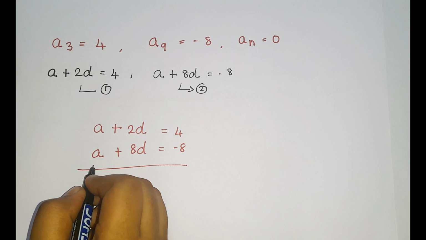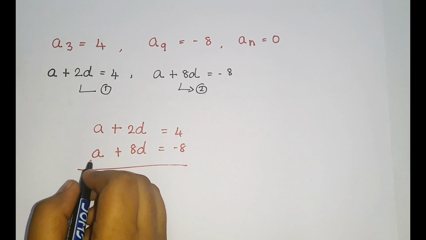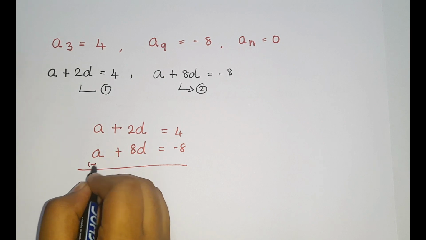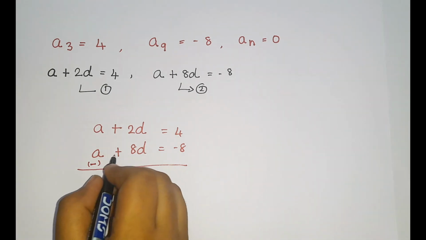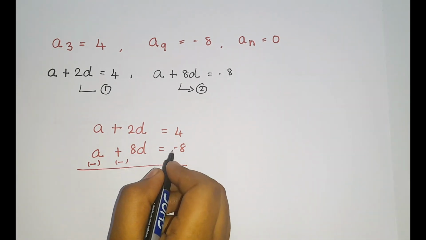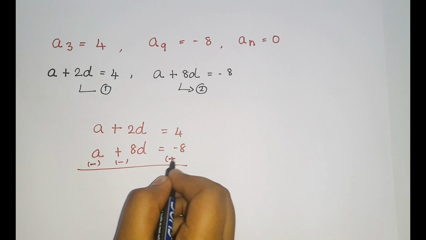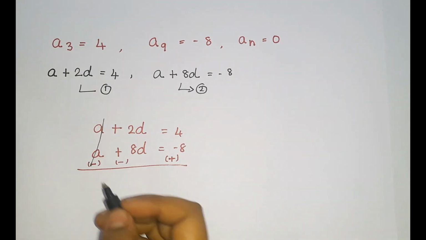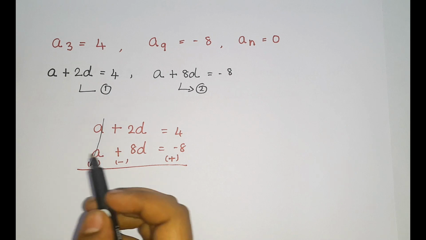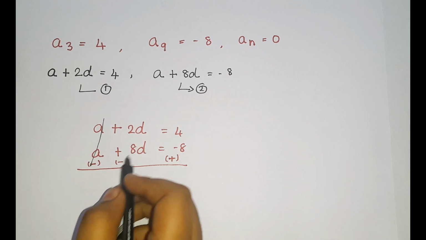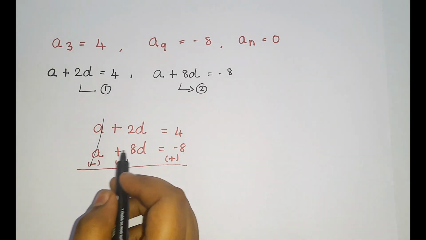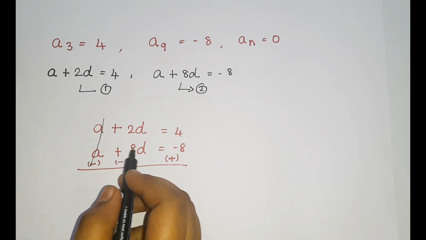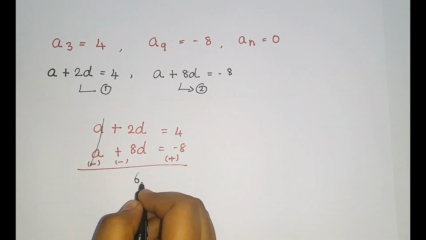In the elimination method, we are supposed to change the signs. Here it is plus, so we change it to minus. Here also plus means minus, and here we have minus, so let us change it to plus. Now we can cancel this a, because plus a minus a gives zero. Then 8 minus 2, what is 8 minus 2? 8 minus 2 is 6.